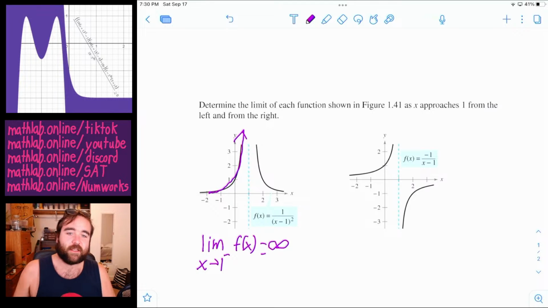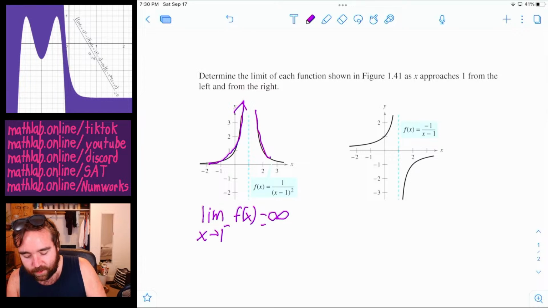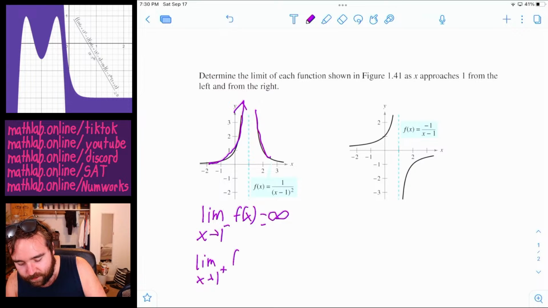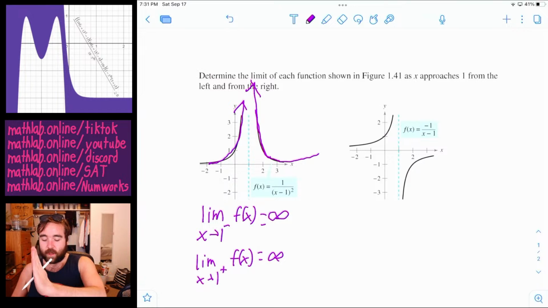It's getting closer to positive infinity. And actually, just the same, from the right side, the limit as x approaches 1 from the right side, it's also infinity. Because you look at the graph, as we come in from the right side and we follow the graph, it also goes up to positive infinity. So we're saying as x gets closer to 1 from the right side, y is getting closer to infinity.